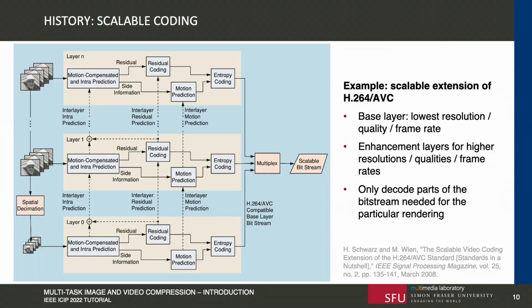Scalable coding has also been developed for video compression. One example is the scalable extension of H.264. Here, the base layer, which is shown as layer 0 in the figure, encodes the video at the lowest resolution, quality, and frame rate. Subsequent enhancement layers provide the necessary information for higher resolutions or frame rates or qualities. At the decoder, only the layers needed for a particular rendering requirement have to be decoded.